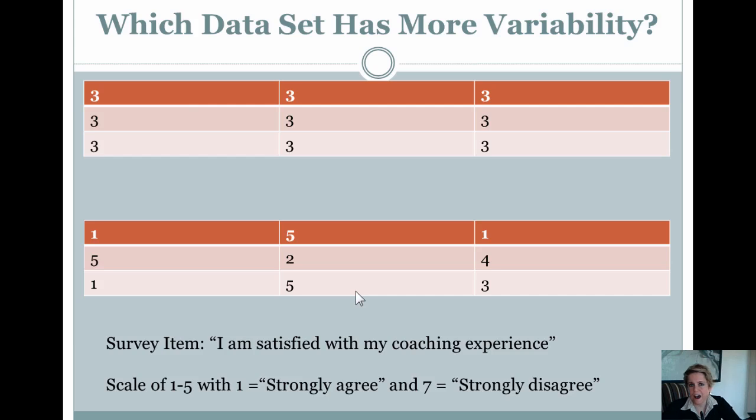represents, on average, how far things fall away from the mean, which actually this is, if I remember correctly, 3. So this could be a survey item. I am satisfied with my coaching experience on a scale of 1 to 5, with 1 strongly agree and 7 strongly disagree.